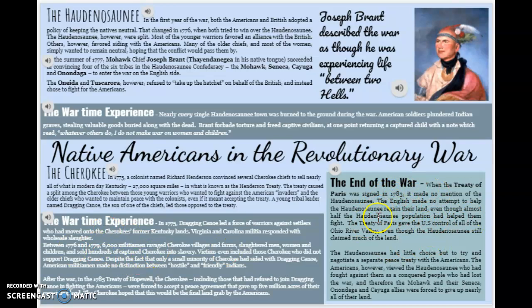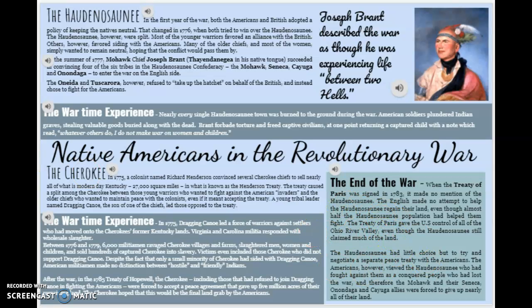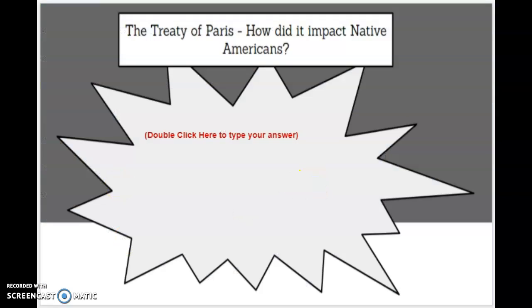Now, the end of the war, and you'll see it says Treaty of Paris here. This is going to tell you what happened to our Native Americans after the Treaty of Paris. The Treaty of Paris, you're going to learn this week, is the end of the Revolutionary War. So once that was signed, how did that impact Native Americans? And that answer, of course, is right here. So you're just going to summarize information and put it in your graphic organizers.